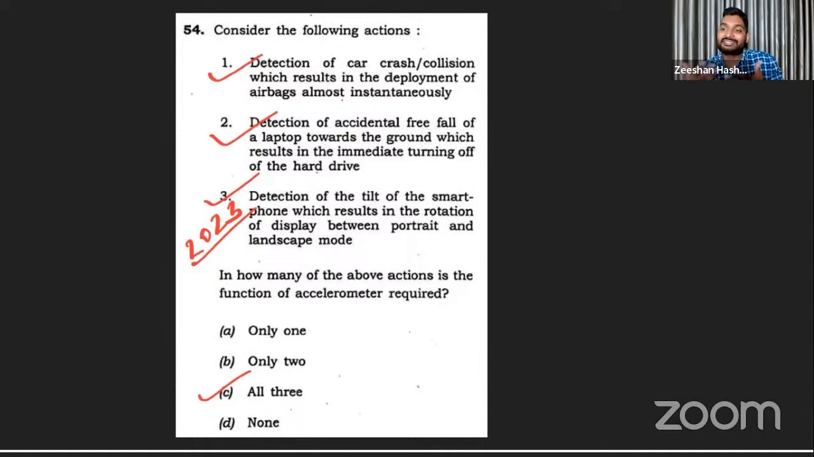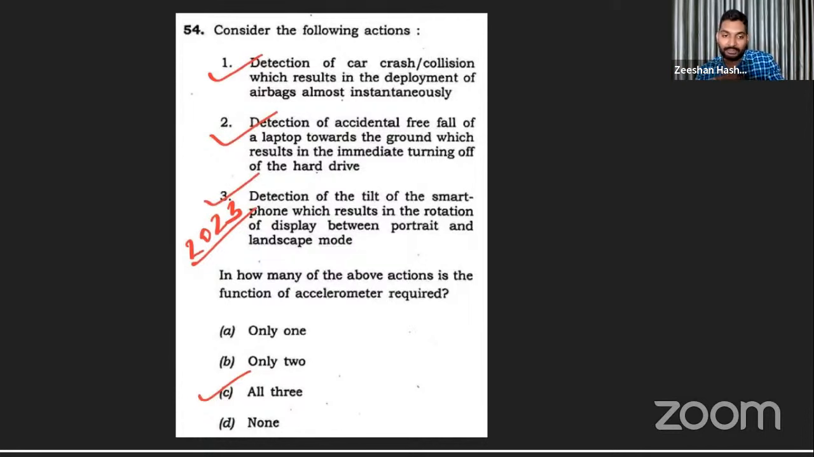When we are faced with statements which appear quite vague, or for which we don't have a strong reason to eliminate those statements, we take risk. We take that leap of faith and we assume that statement or those statements to be correct. Now, in case of these three statements, let's assume that we have no idea, either with respect to detection of car crash, or detection of accidental free fall of laptop, or detection of tilt of smartphone. We have no idea. But again, we don't have a strong reason to eliminate either of these statements. So we assume them to be right and we mark them as correct.